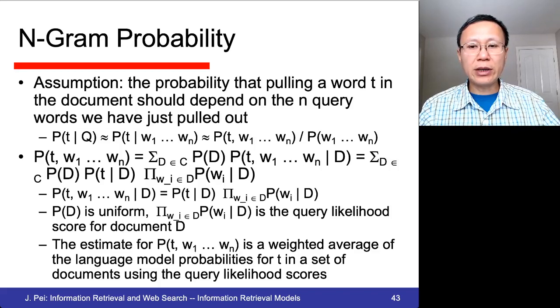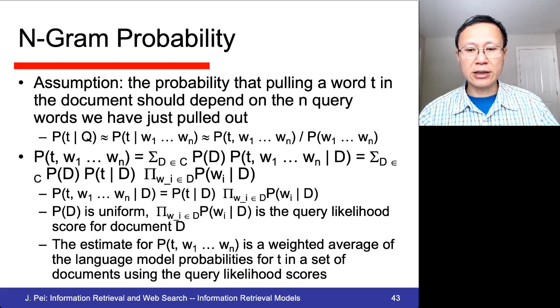And also, we can extend the probabilistic model to n-gram probability. Here, the assumption is that the probability of pulling a word T in the document should depend on the n query words we have just pulled out. Therefore, we will have the formula in this way. The probability of T given Q is approximated by T given W1 to Wn, which is the probability of T, W1 to Wn over the probability of W1 to Wn.